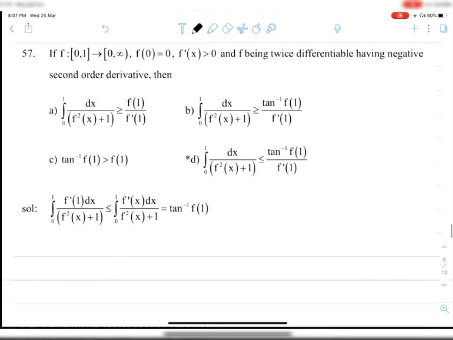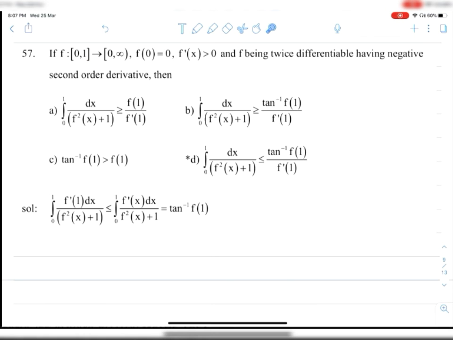57th one. They target these kinds of questions. You won't go for solving, but once you go through the options, solving the problem will be very easy. If f goes from closed 0 to 1 to closed 0 to infinity, this domain and this particular problem has no issue. But with this domain you have to be careful. If it's asking something like open 0 to 1 and if it's asking f of 0, it can't be defined.